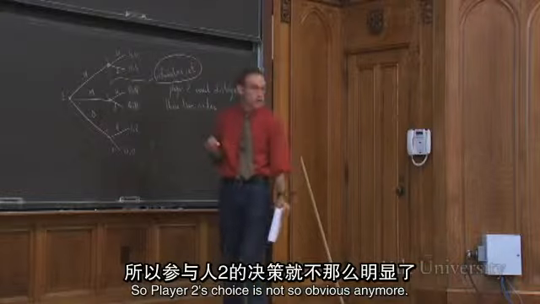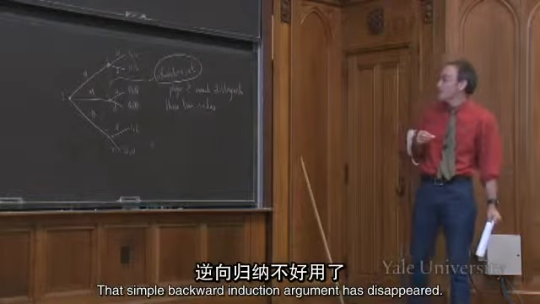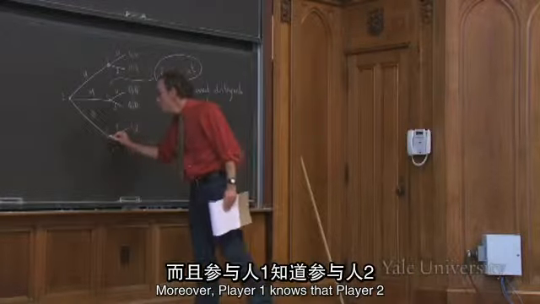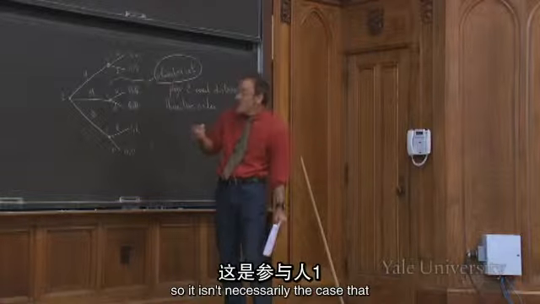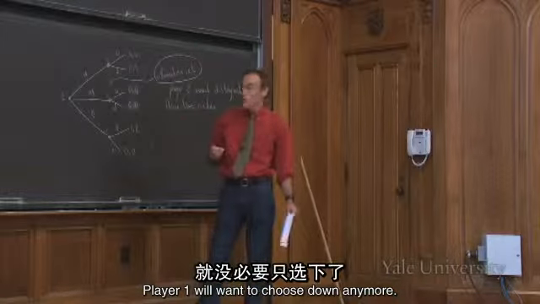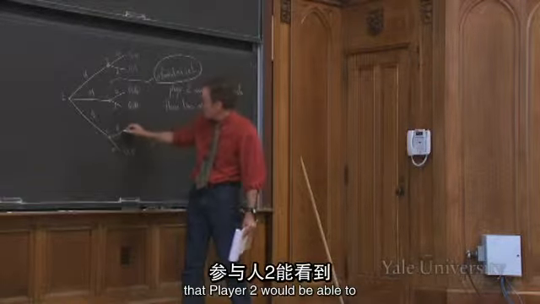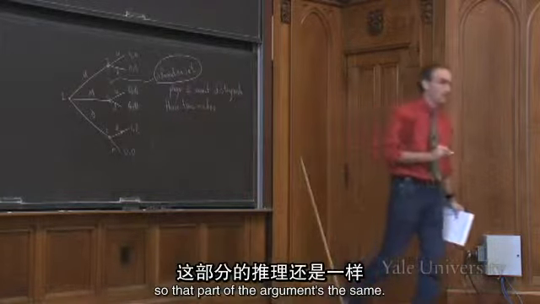All right, so player two's choice is not so obvious anymore. That simple backward induction argument has disappeared. Moreover, player one knows that player two will not be able to observe between up or middle, so it isn't necessarily the case that player one will want to choose down anymore. It's still true that if player one did choose down, player two would be able to observe that and will choose left. So that part of the argument's the same.